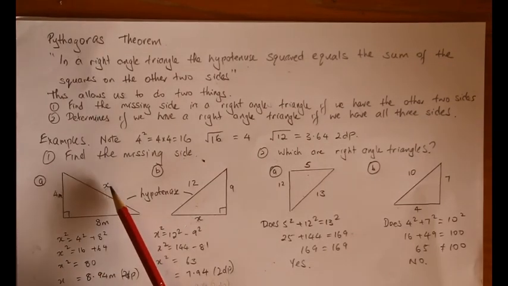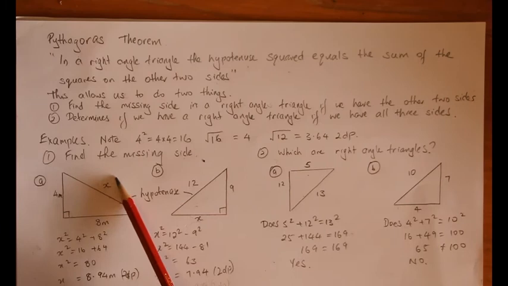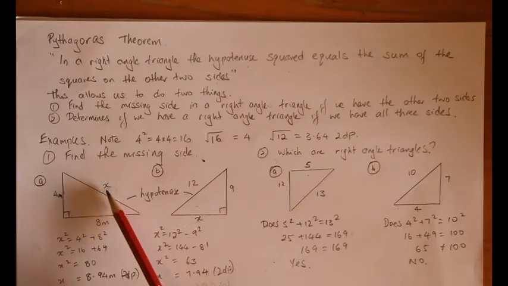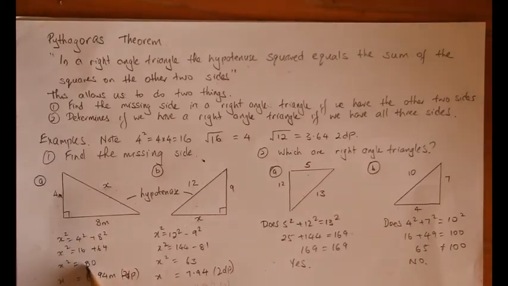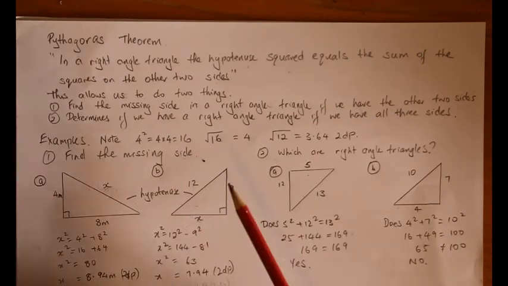So in this example here, we're after this side here, the x. So we'll get the 4 and we square it. We get the 8 and we square it. 4 times 4 is 16. 8 times 8 is 64. Add them together gives us 80. We take the square root of 80, which is 8.94 to 2 decimal places.